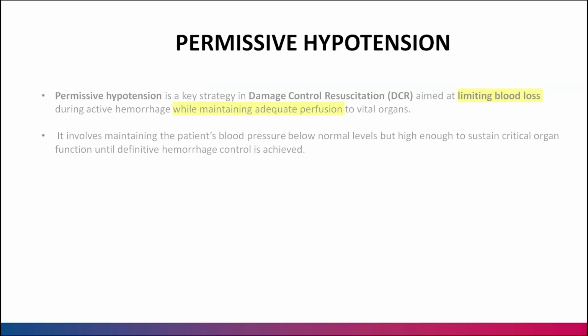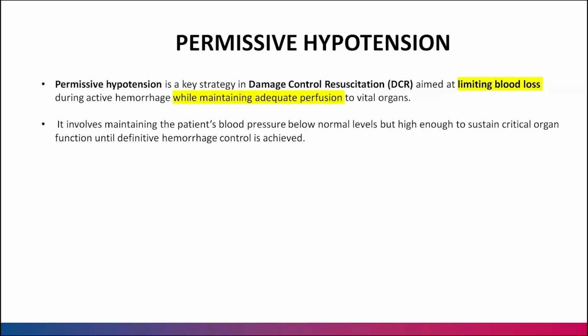Okay, so permissive hypotension is a part of damage control resuscitation, especially in the first 6 to 12 hours. How do we do this? Usually we maintain a lesser systolic blood pressure target. All of these patients who have trauma do not warrant permissive hypotension. I'll be talking to you about the limitations for the use of permissive hypotension. Why do we do this?